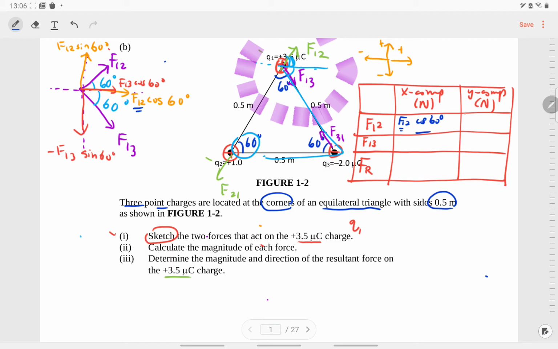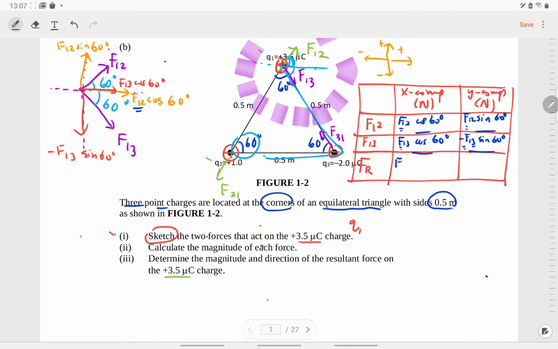Okay, so yang kalau Y component, so sepatutnya table ni sepatutnya besar sikit lah. Alright, okay, ni this one is F12 sin 60, positif juga because dia upward. Okay, F13 adalah F13x to the right. Okay, to the right, positive, and then F13 sin 60 ni you kena letak negatif because dia downward. Okay, and then you kena total up untuk X component sahaja.